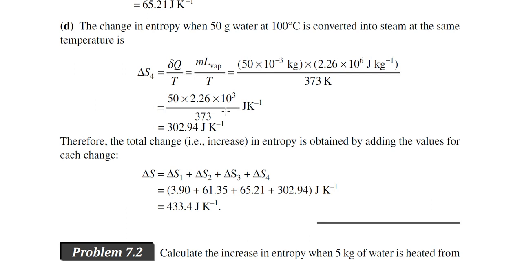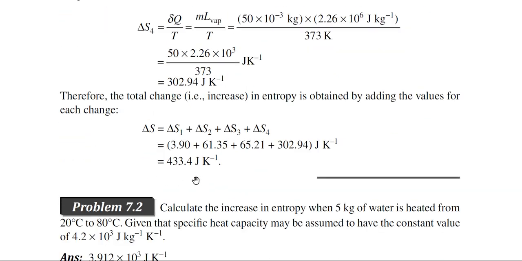So you see, this is basically a 4-step process, and to calculate the total change of entropy, you have to add the entropy change in all the steps. So after adding, we obtain this value of the entropy.